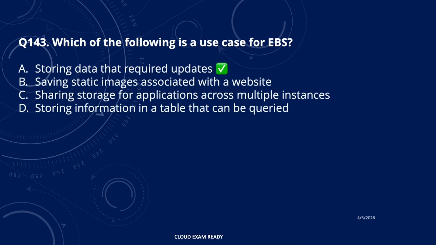So if we see option B, saving static images associated with the website. If the question is asking for Amazon S3, then this option would be the correct answer for that one. Option C is sharing storage for applications across multiple instances. So if we want to store data across multiple instances and want to access the data, in this case the correct service would be EFS, Elastic File System. And the last one is storing information in a table that can be queried. So this one is a database service.